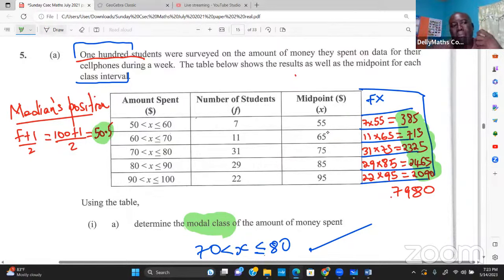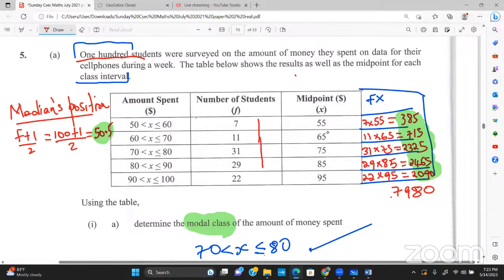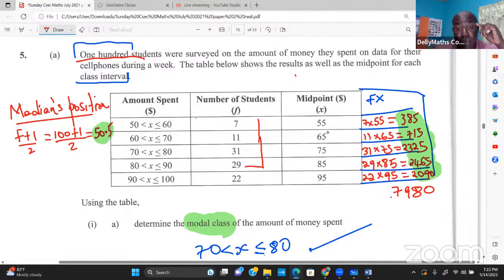When I said I'm going to be checking, I will be adding up from 7, going all the way down until I reach 50.5. Let's go one direction. 7 plus 11, that's 18. Somebody work with me. 18 plus 31, 49. We haven't passed it. And by the time you add this, you pass. So you have to stop.